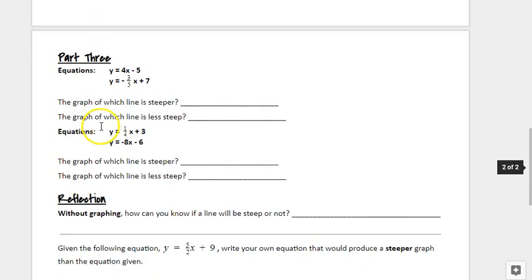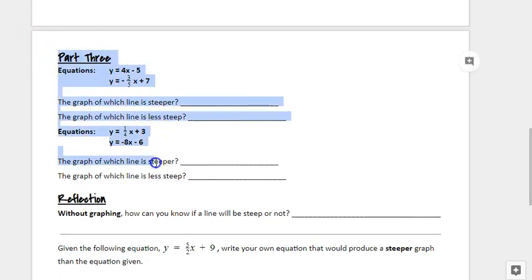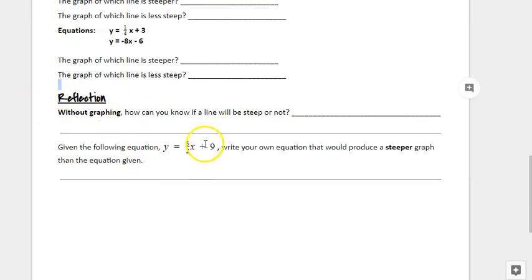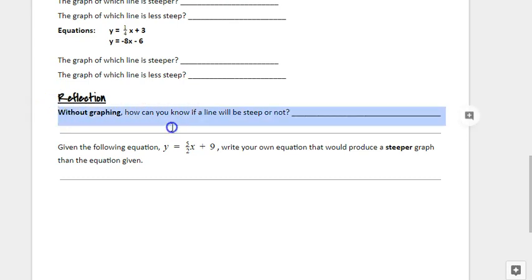And then on the back you have part 3. So now we're adding in that y-intercept. And then another reflection. So without graphing, how can you know if a line will be steep or not? That's the question that you need to be able to answer by the end of this.